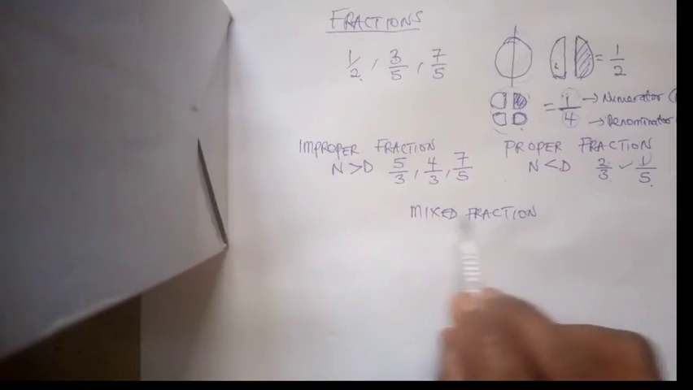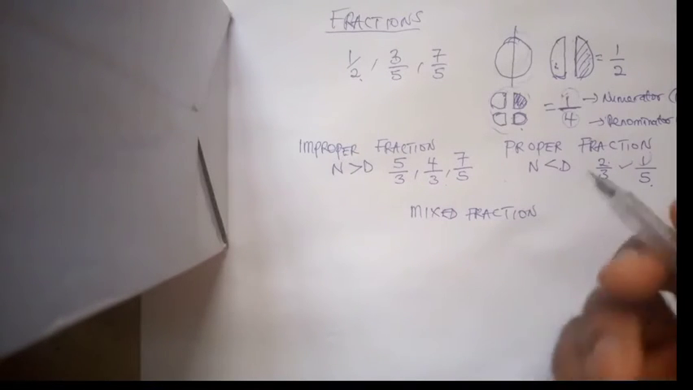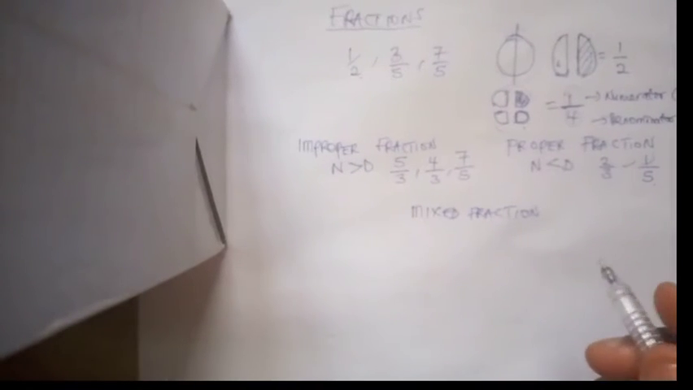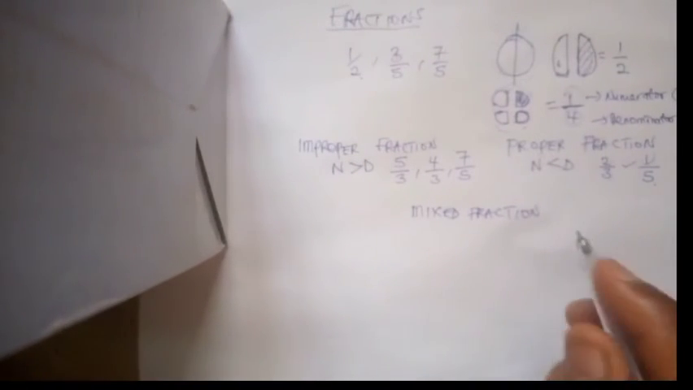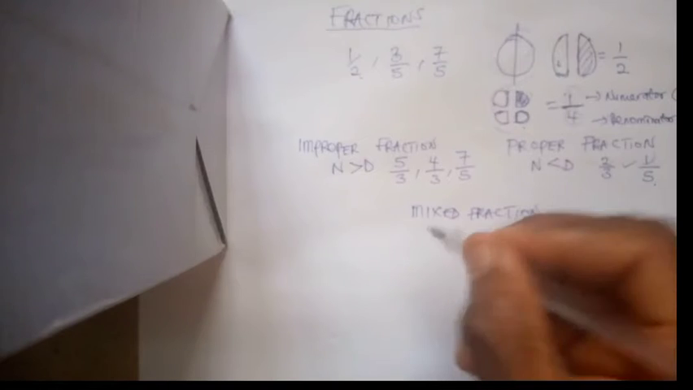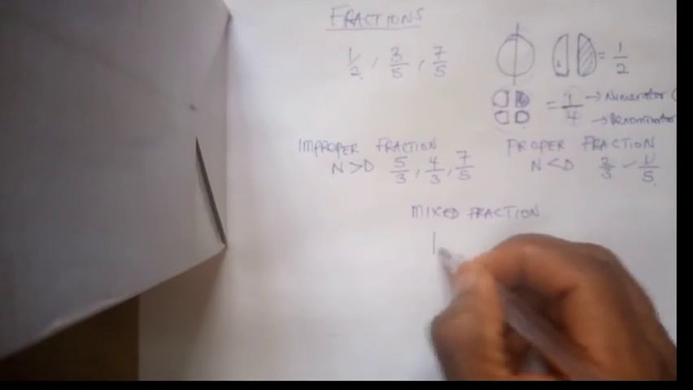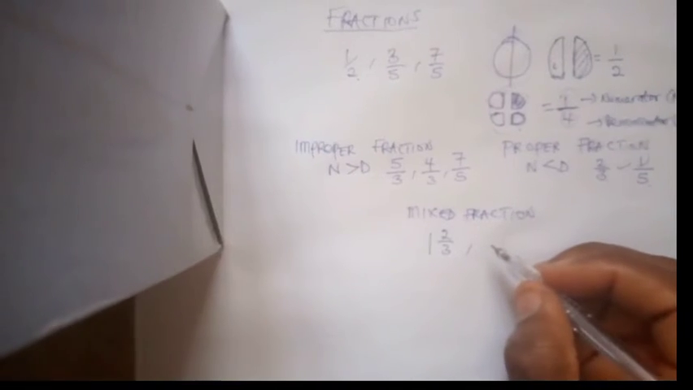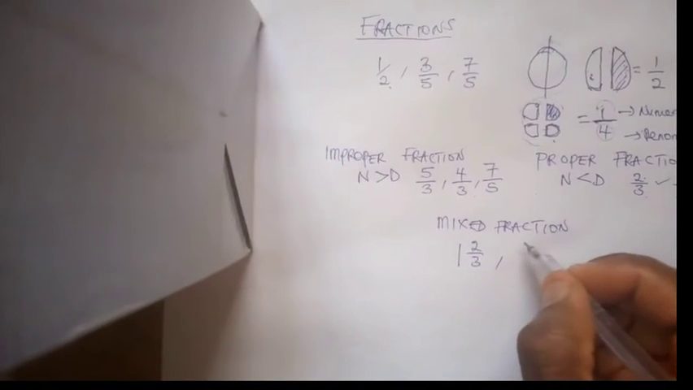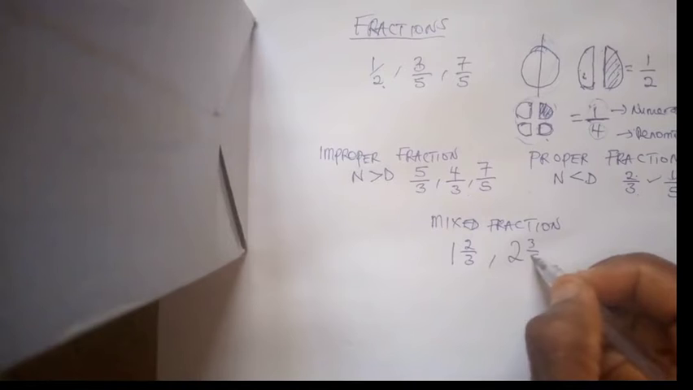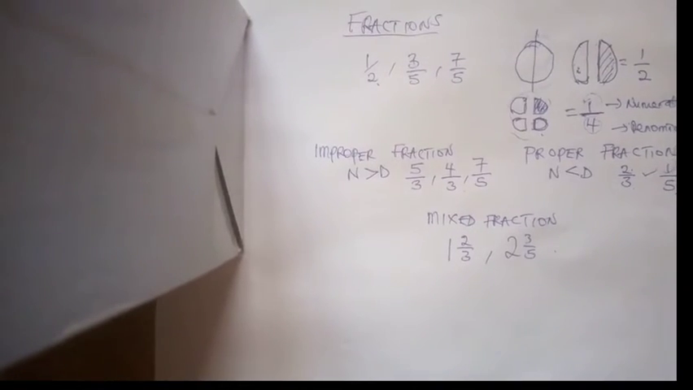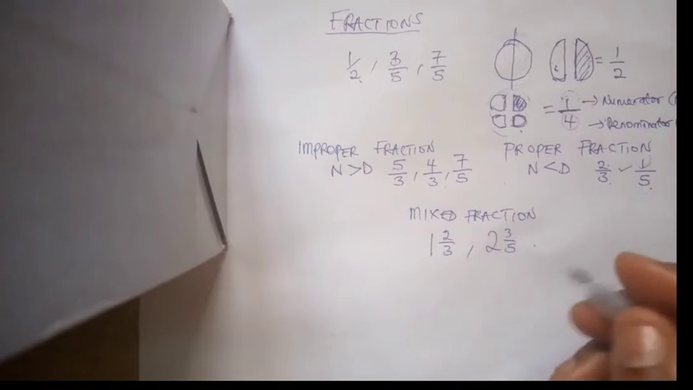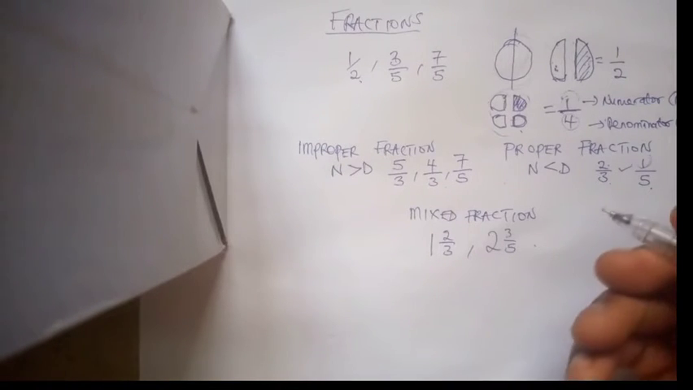Then finally, we have mixed fraction. Mixed fraction is actually a combination of a whole number with a proper fraction. So numbers like 1 and 2 over 3 are mixed fractions. Numbers like, let's say, 2 and 3 over 5 are mixed fractions. So combinations of whole number and proper fraction is what we refer to as mixed fraction.